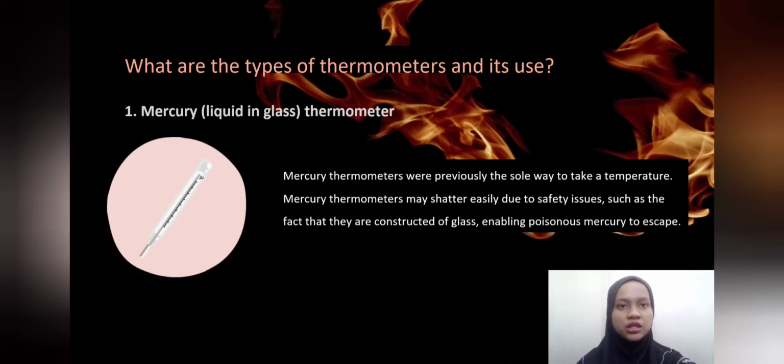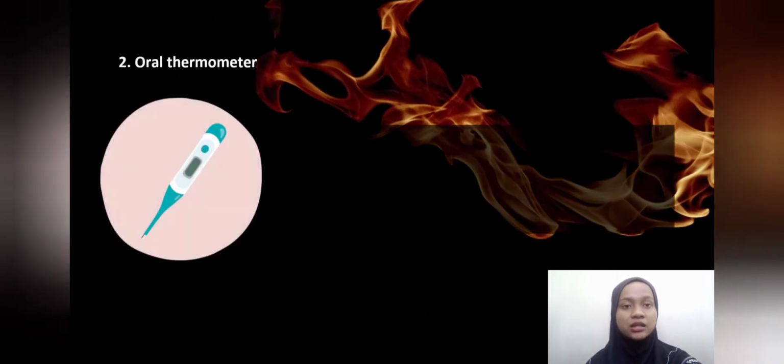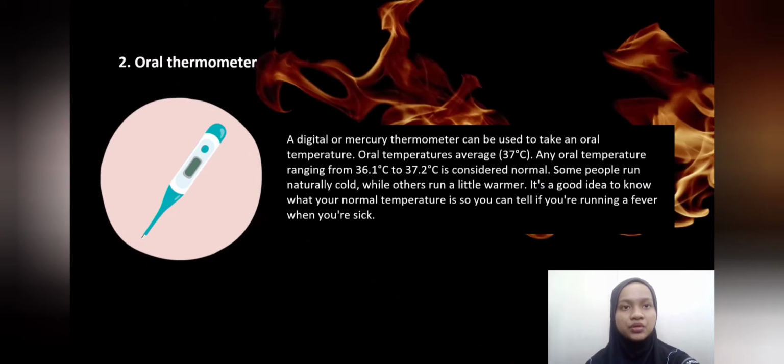Mercury thermometers may shatter easily due to safety issues, such as the fact that they are constructed of glass, enabling poisonous mercury to escape. The second type of thermometer is the oral thermometer. A digital or mercury thermometer can be used to take an oral temperature. Oral temperature averages 37 degrees Celsius. Any oral temperature ranging from 36.1 degrees Celsius to 37.2 degrees Celsius is considered normal.